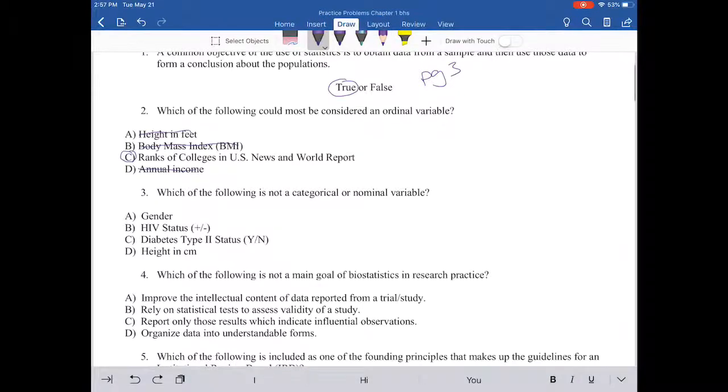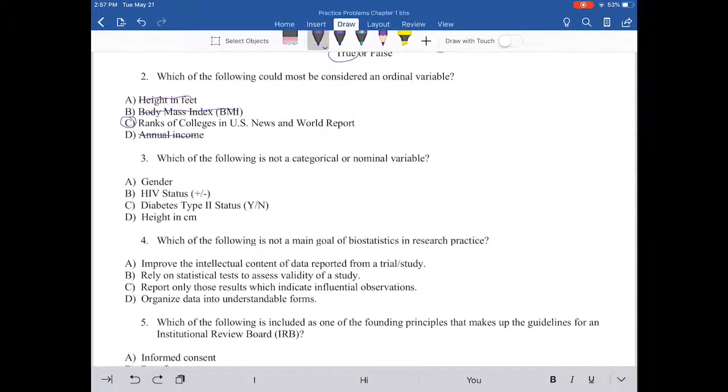Number 3, the big thing here is we're looking for the one that is not a categorical or nominal variable. So remember, categorical or nominal is categories only. The data can't be arranged in any order. So when we're looking for a not, most of these are going to be categorical, and we're looking for one that's not categorical. Well, gender is categorical, so it's not A.